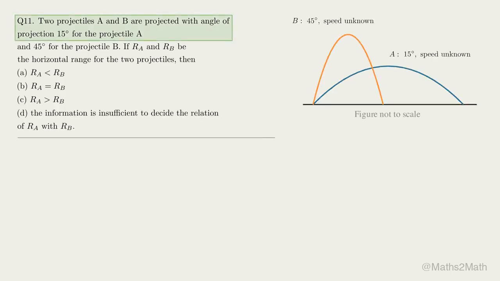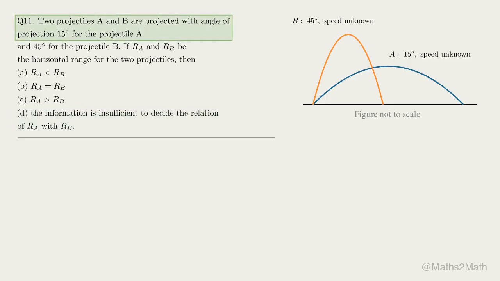Question 11. Projectile A is projected at 15 degrees and projectile B at 45 degrees. RA and RB are their horizontal ranges. Then, option A, RA is less than RB. Option B, RA equals RB. Option C, RA is greater than RB. Or option D, the information is insufficient.